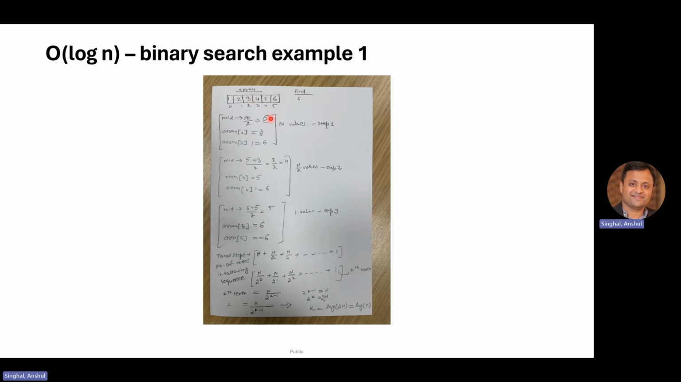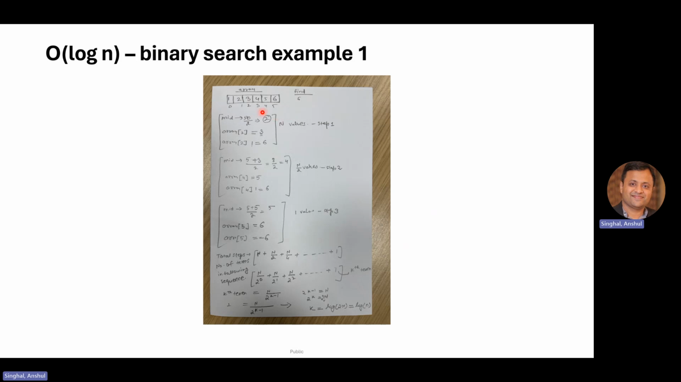Because we haven't found the number yet, here comes the binary thing. Here we know that my number 6 is going to be in the upper half, right? Because it's a sorted array. 6 is going to be in the upper half, because at the mid position it's 3 and 6 is greater than 3. So it's going to be in the right half of this array.